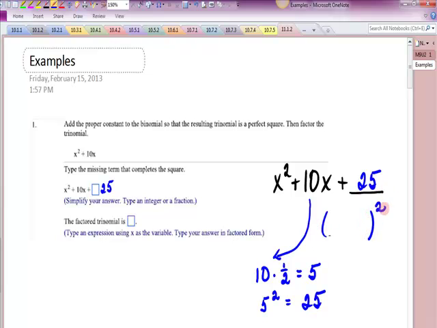It is something squared. The square root of x squared is x. We're always going to have the sign from the middle. The square root of 25 is 5. Something else you can do, it's always going to be x plus or minus this number. So right here, the factored trinomial is x plus 5 squared.